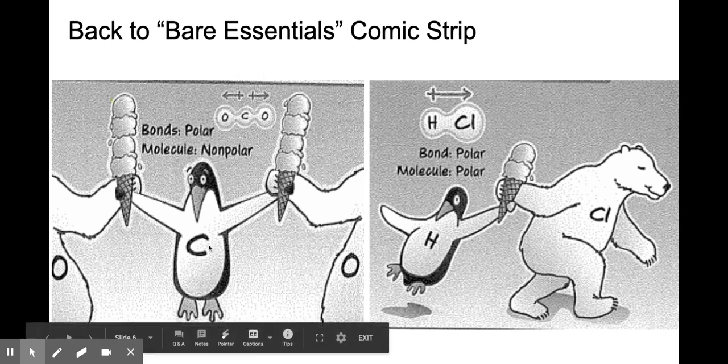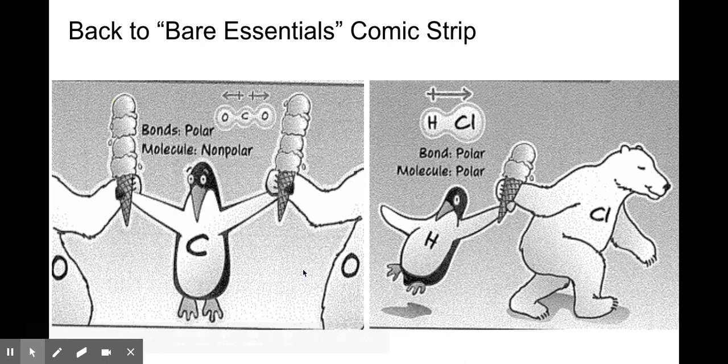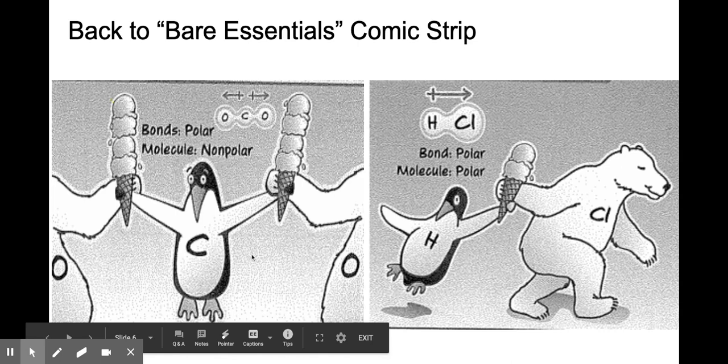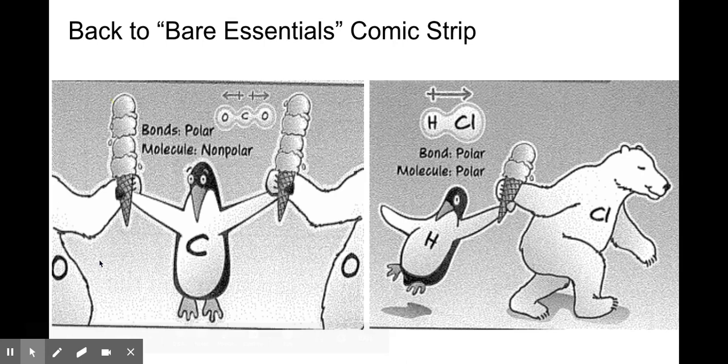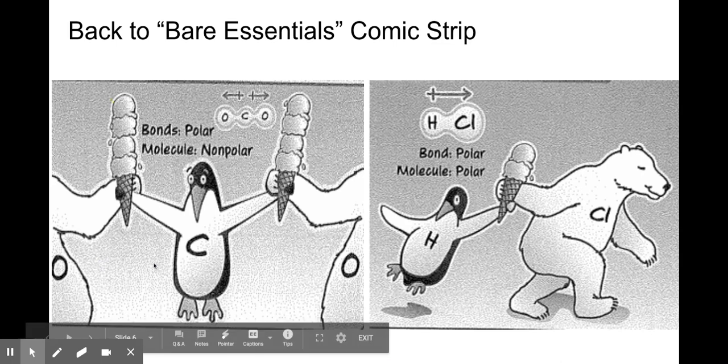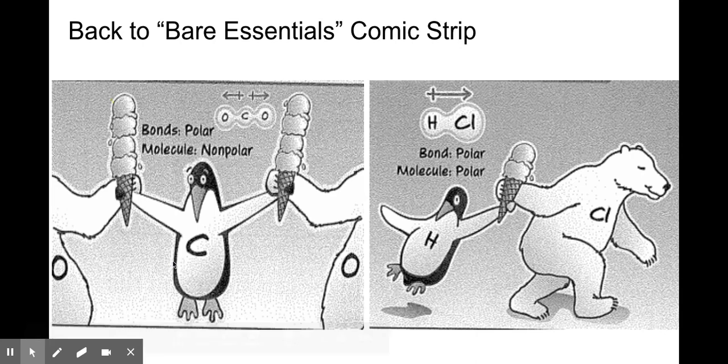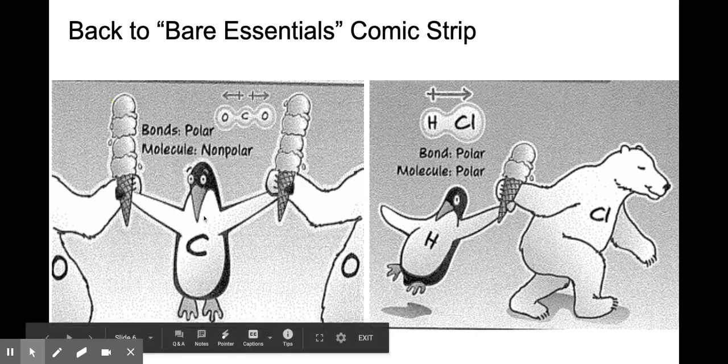So this penguin is representing the carbon. The polar bears are representing oxygen here. The ice cream scoops are representing electrons that are being shared. So this is a nonpolar molecule because this polar bear, this oxygen, is pulling the electrons towards it. Same thing with the left polar bear. Both oxygen molecules here, guys, are pulling the carbon equally, pulling that poor little penguin equally to each side, just like tug of war. So this penguin, this carbon, is not moving in either direction, it is being pulled equally. This charge is being distributed equally. So that's why this would be a nonpolar molecule.